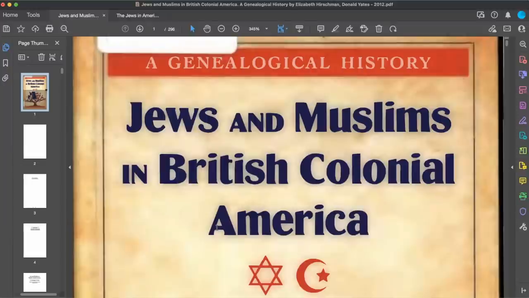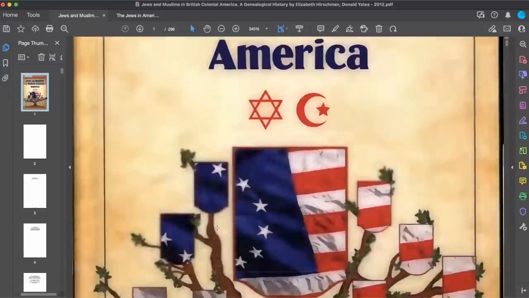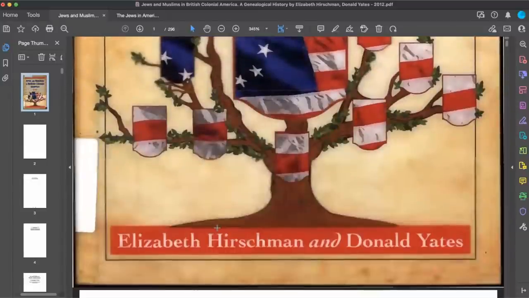I always enjoy it. Make sure to go back to the videos whenever you need reference for this book. It was a great book. Make sure to get it on your own so you can have it as a source. Again, this was Jews and Muslims in British Colonial America. Shout out to the authors, Elizabeth Hirschman and Daniel Jace.